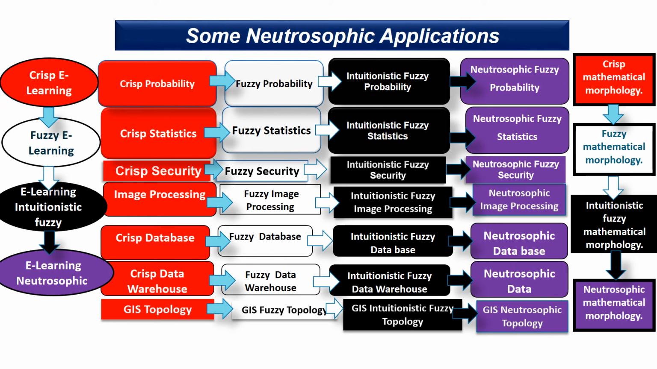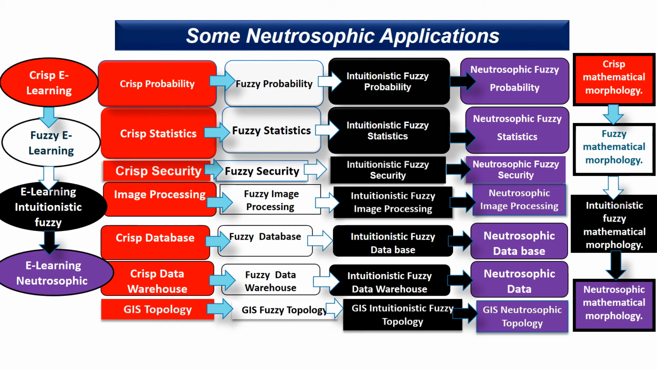Some Neutrosophic applications. In computer science and the information system, there is the crisp. What is the crisp? E-learning, fuzzy e-learning, intuitionistic fuzzy e-learning, or Neutrosophic e-learning as a generalization of intuitionistic fuzzy e-learning, fuzzy e-learning, and crisp.